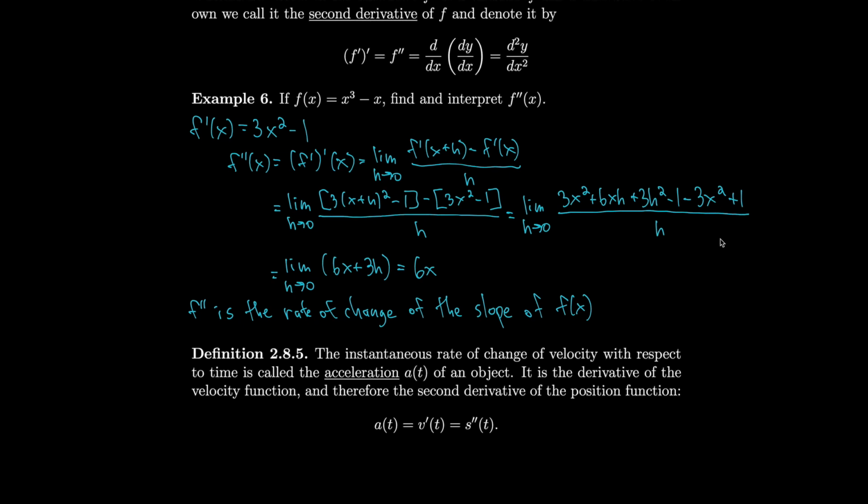The instantaneous rate of change of velocity with respect to time is called the acceleration, a of t, of an object. It is the derivative of velocity and is therefore the second derivative of the position. So if position is s, that means that s double prime is acceleration, which is v prime.